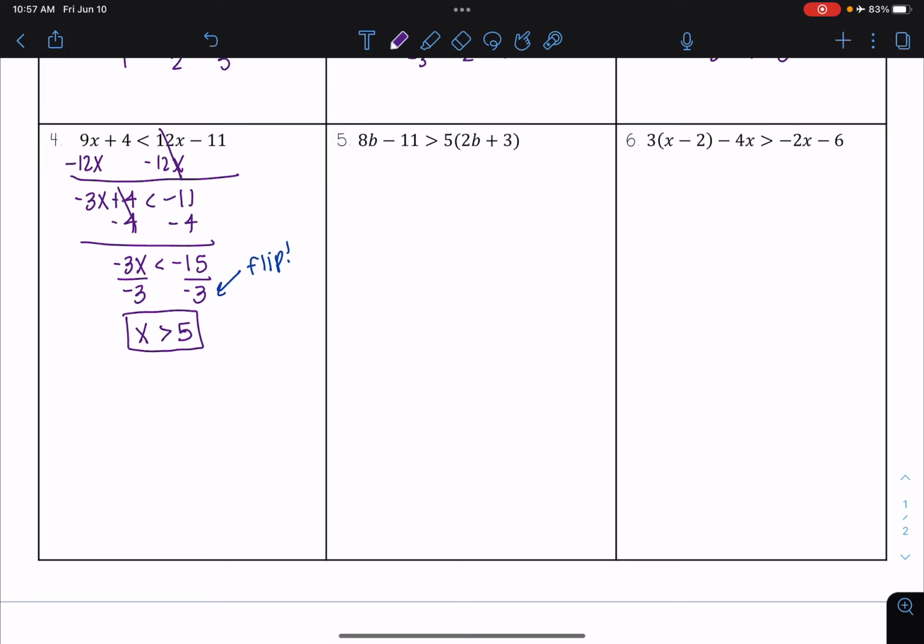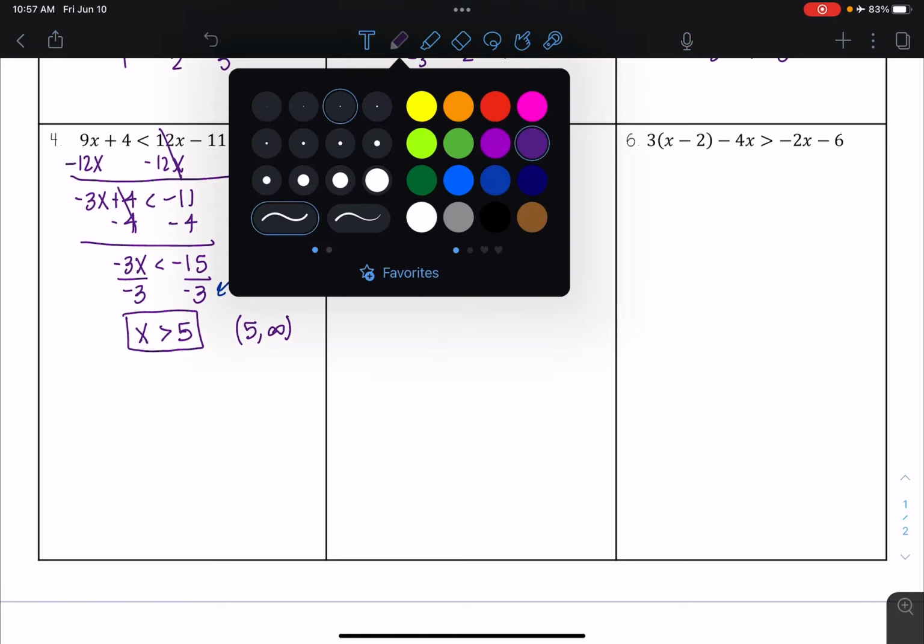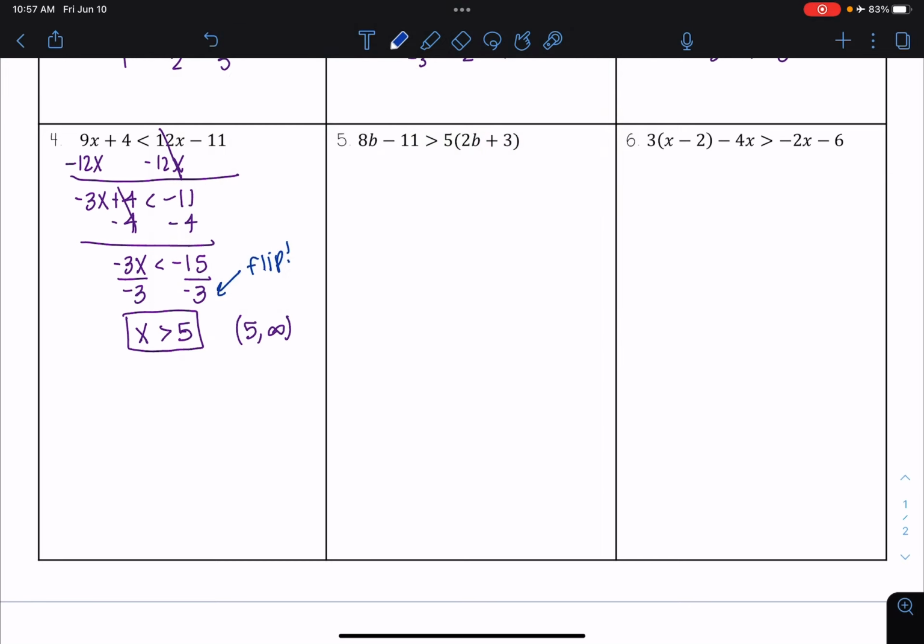And if I were to write that in interval notation, that would be 5 to infinity. I'm not including the 5, so that would be a parenthesis. And then when I go ahead and graph that, I have a strictly greater than, so that's an open circle, and I want everything bigger, so I'm going to draw my arrow to the right.